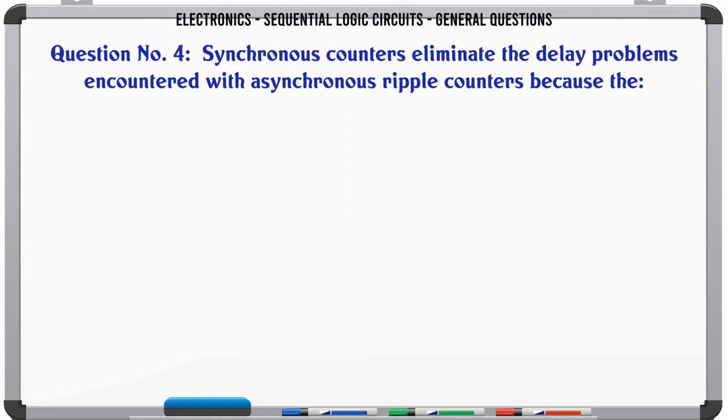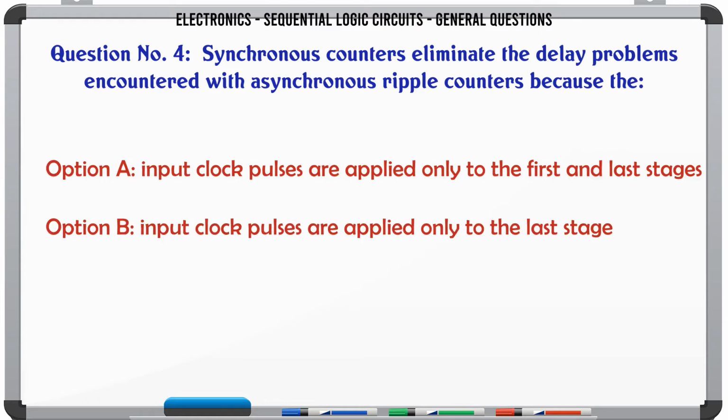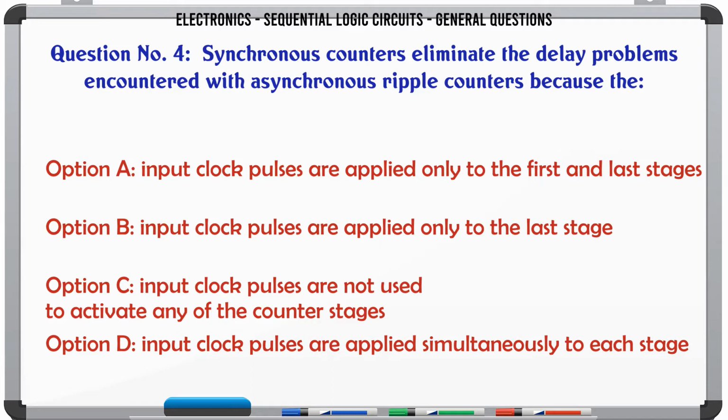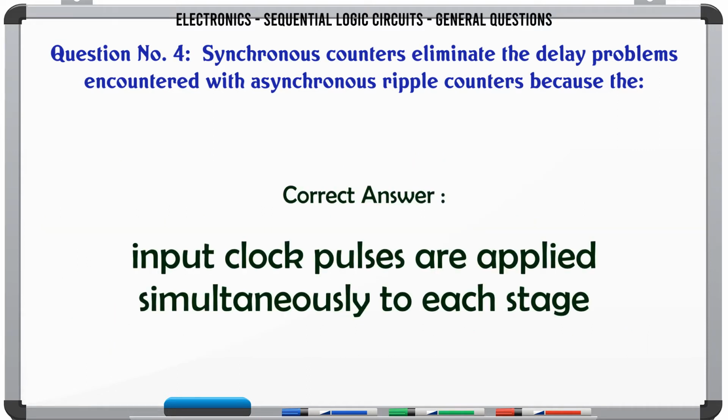Synchronous counters eliminate the delay problems encountered with asynchronous ripple counters because the: A. Input clock pulses are applied only to the first and last stages. B. Input clock pulses are applied only to the last stage. C. Input clock pulses are not used to activate any of the counter stages. D. Input clock pulses are applied simultaneously to each stage. The correct answer is input clock pulses are applied simultaneously to each stage.